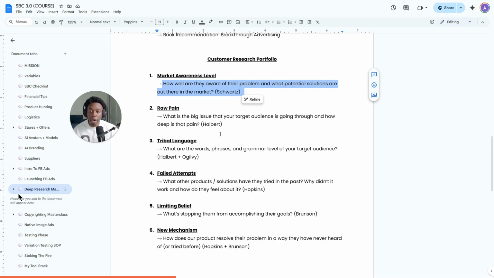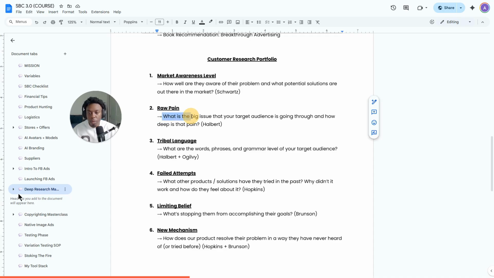We need to understand the different levels of market awareness. There's problem, solution, product, unaware levels. We'll talk more about that in the deep research. More times than not, you're going to either be in problem or solution aware. Like 99.9% of the time. Unless you're picking something super niche where no one's even heard of the product or no one even knows what it is, then you might be in unaware. But for the most part, it's problem and solution aware.